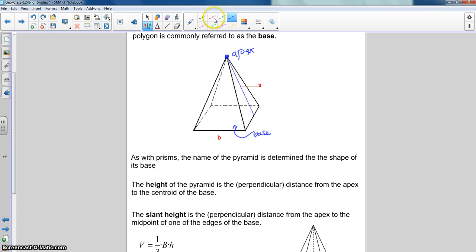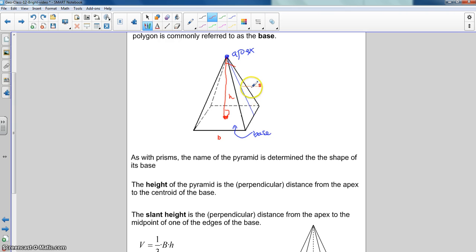The height is the distance from the apex to the centroid of the base. So if this is the centroid, which would be the middle of that polygon, this should be the vertical distance. It's not too vertical right now. Let's try that again. Third time's a charm, right? Okay, you get the point. But anyway, this is the height of the pyramid.